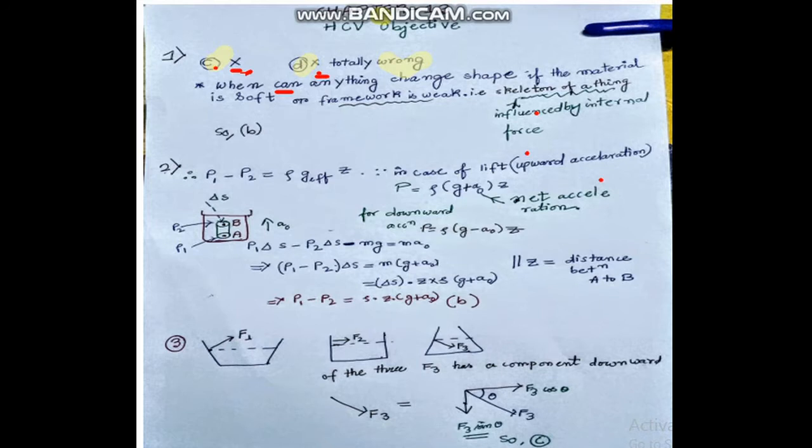Now coming to question number 2. P equal to limit del s tends to 0 of F divided by del s, and p1 minus p2 is equal to rho g z. In an accelerating upward elevator, it is saying. Okay, now I have done a small derivation here. P1 minus p2 equal to rho g effective times z. Remember this, guys, it's g effective times z. The derivation is done here.